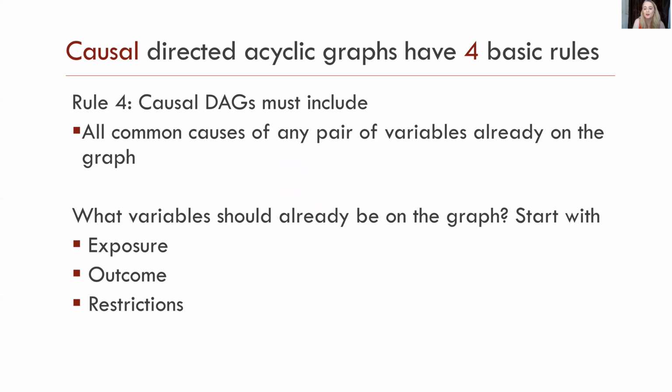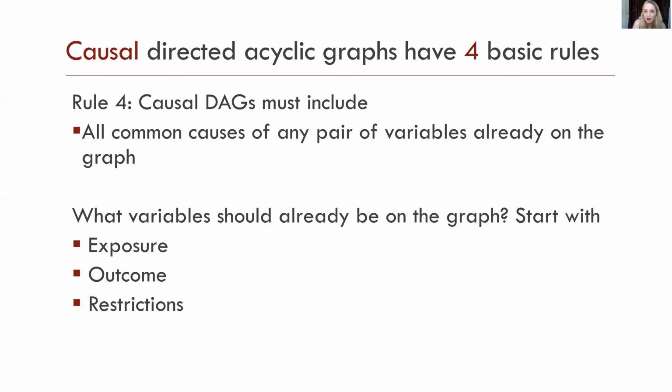So those were the rules for directed acyclic graph. If we want to make a causal directed acyclic graph, which is what we really want for causal inference, then we have to add a fourth basic rule. And this rule is that any common cause of any pair of variables already on the graph should be added to the graph. So what does that mean?